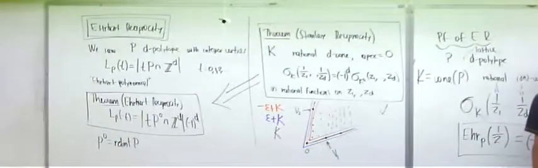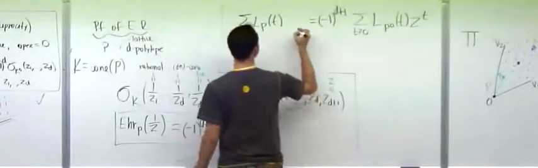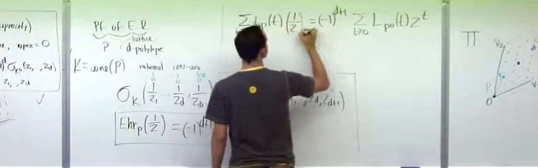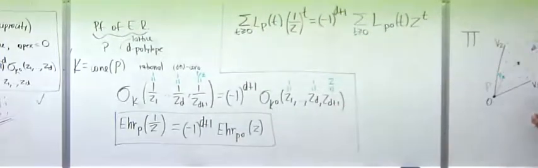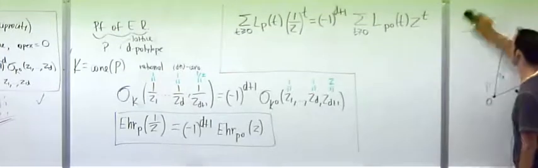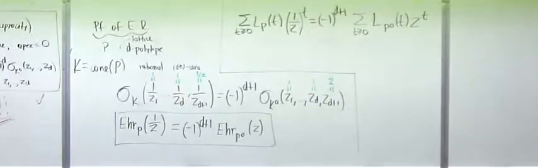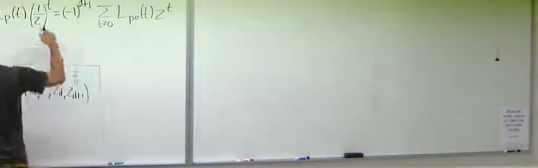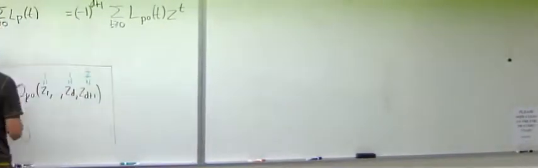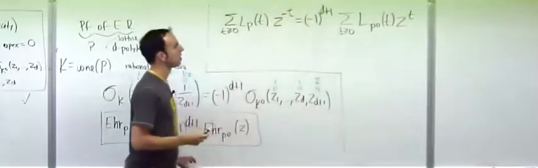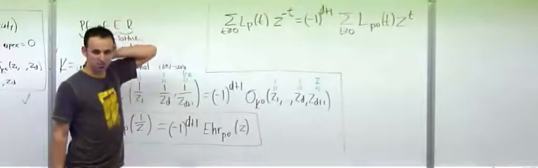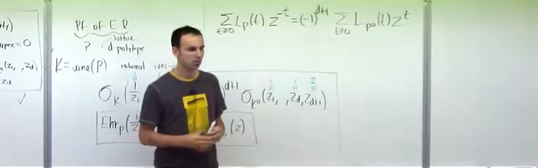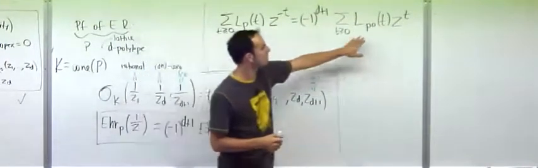So what I get is L_P of t, and then instead of z to the t, I get 1 over z to the t. Okay. And it looks like I'm almost done, right? Instead of 1 over z to the t, let's just write z to the minus t. And it basically looks like I'm done. I should just kind of take coefficients. If I equate the coefficient of something here and something here, then I should get what I want. Right? I should get that L_P of t and L_P of interior of t are related.